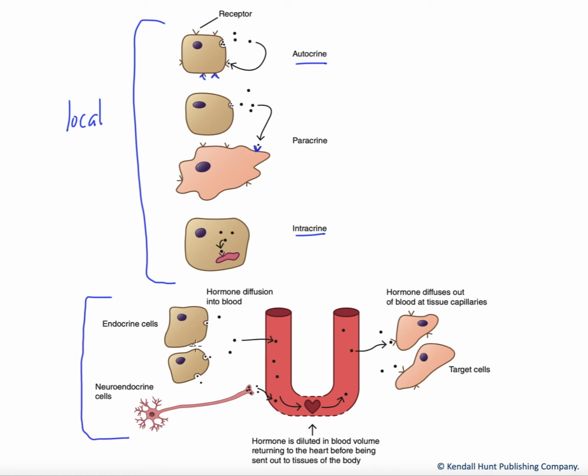Now, we get down here to the more classical endocrine and neuroendocrine. We have really two different versions. We have a version where classical endocrine tissues, or endocrine glands, release their hormone into the interstitium. It diffuses into the bloodstream and is then carried by blood flow back to the heart and then into the general circulation, where it can leave that circulation at the majority of capillary beds.